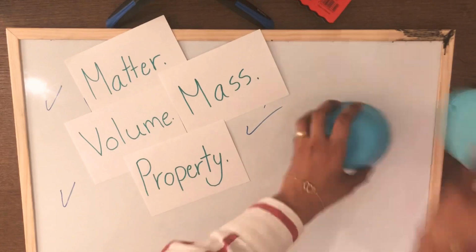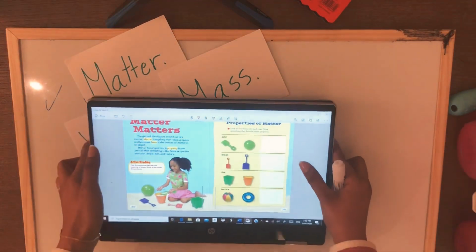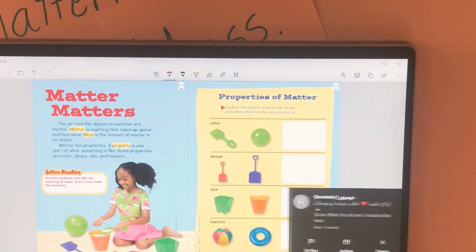How about if we open the book together now and see what we have? Opening the book. While I'm opening the book for you, please look around you and try to find some matter. Yeah, so open to page 350 and 351. I'm gonna zoom in a little bit for you.